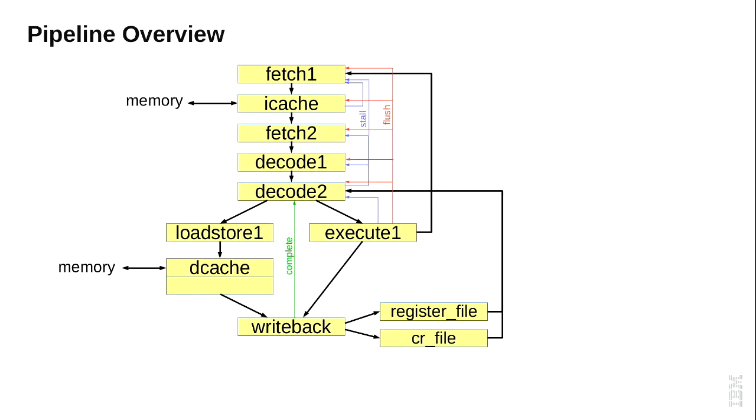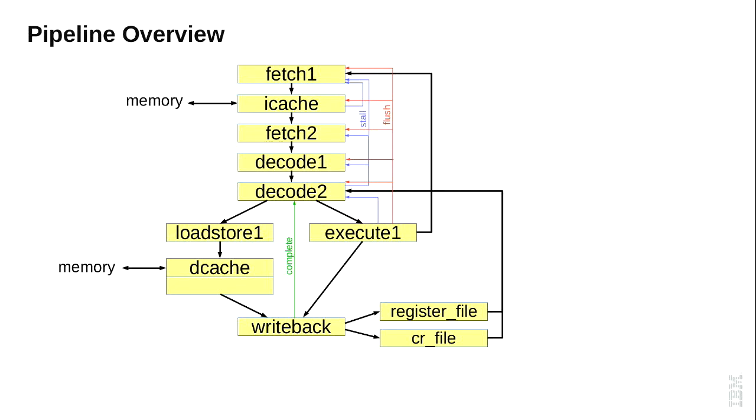Anton's diagram had multiply and divide sort of parallel to execute, but we've actually moved them inside execute, or at least we have in my branch. Haven't merged yet. But that's the plan. Load store 1 goes down to the dcache. You end up getting a result which goes back to write back, which goes back into the register file and the condition register file. Write back sends the signal back to decode 2 to say that we're complete, because it can take a variable number of cycles to get through execute or load store.